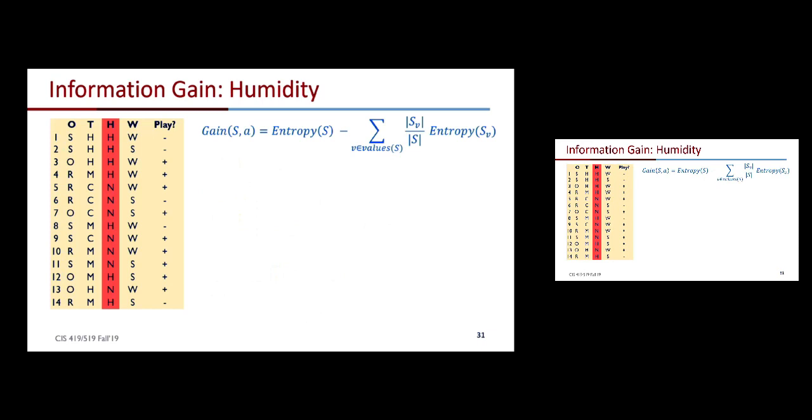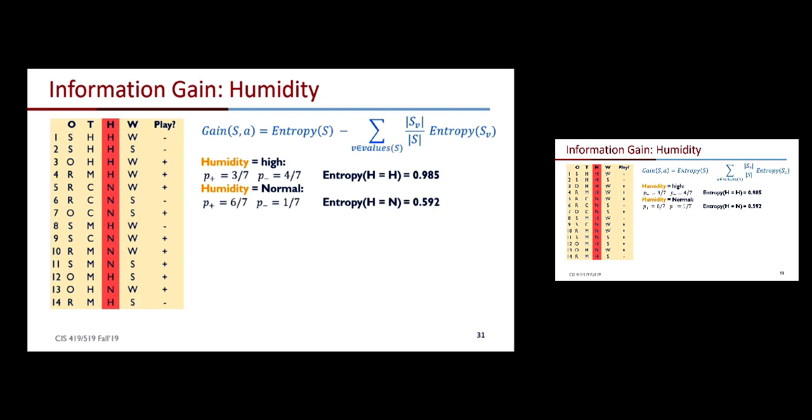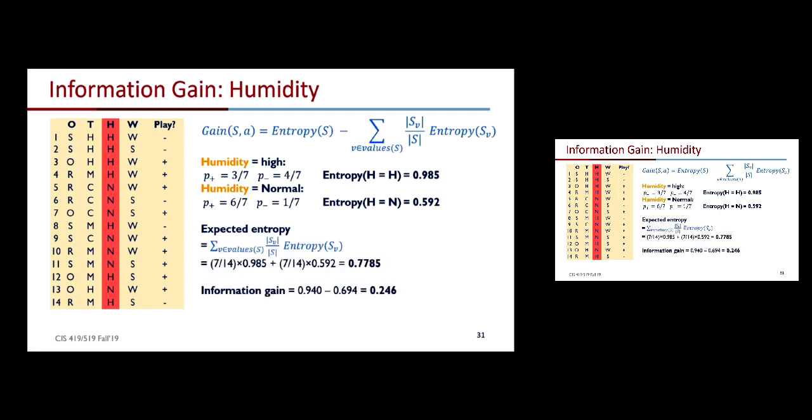We can move now to another one. Humidity. Humidity high is 3-4. Again, it's a high value. Humidity normal, it's pretty extreme. 6-1, it's going to be lower. And again, we can compute the expected entropy and the gain. And that's what we get.